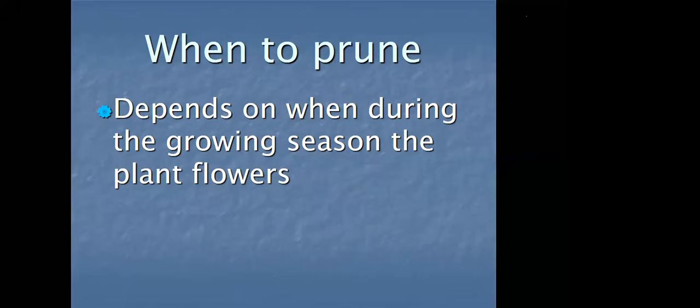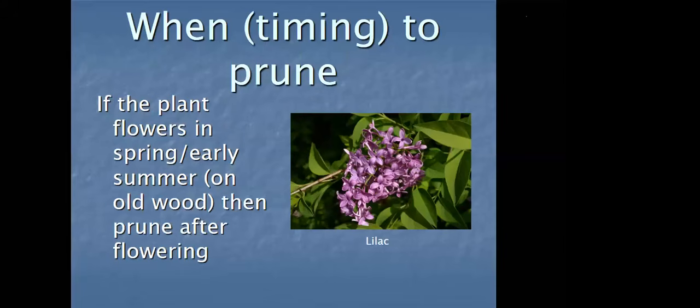Other things to think about as far as when to prune. Depends on the flower of the plant. If you have ornamental plants in your landscape, you need to know if they flower on the old wood from last year's season or if they flower on new wood that grows in the current season. And so, for example, our lilacs, a common ornamental plant that works well here in Central Oregon. This is an example of a plant that the flower buds are set on last year's growth.